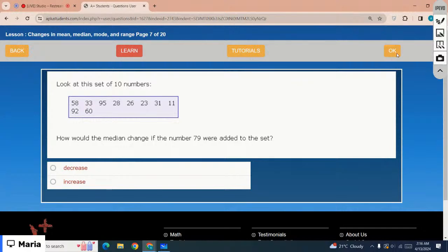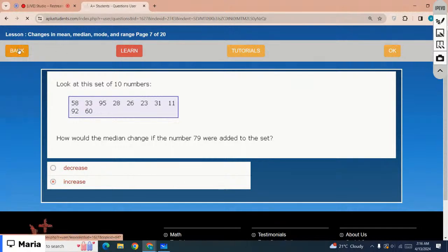Look at the set of 10 numbers. How would the median change if the number 79 were added to the set? Median, 79. Increase. The correct option is increase, right? Okay, you can complete the lesson by yourself later today. Let me just move on to the next lesson.